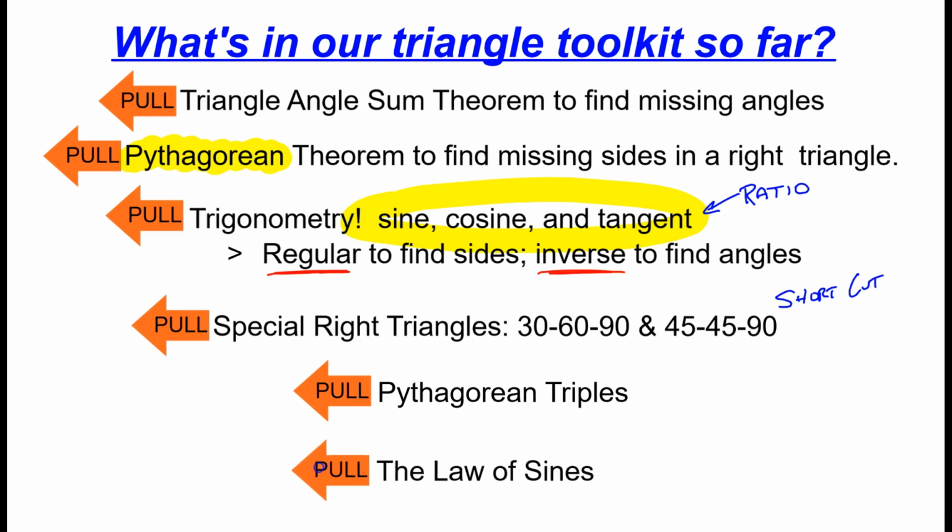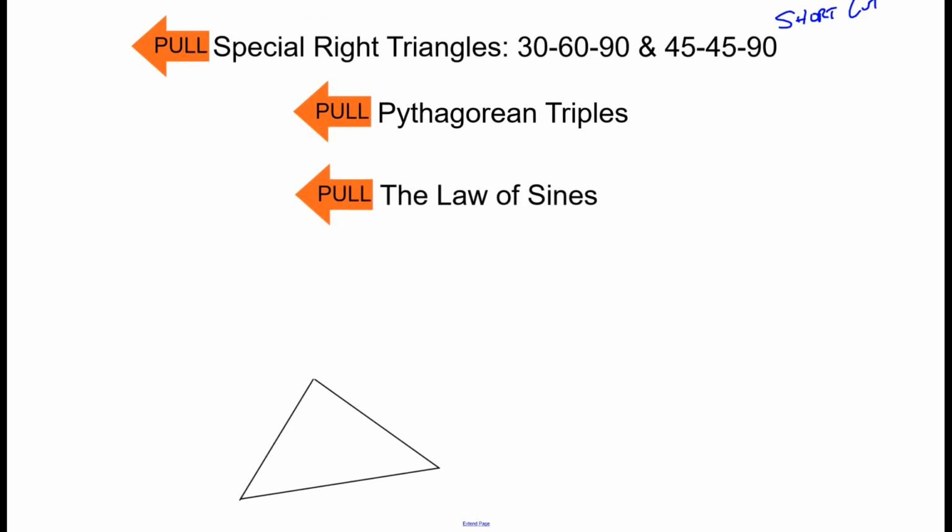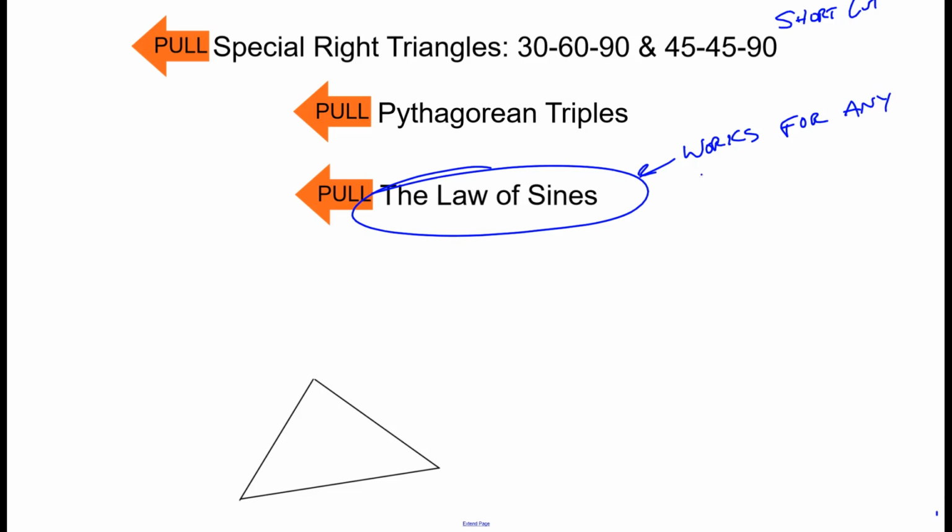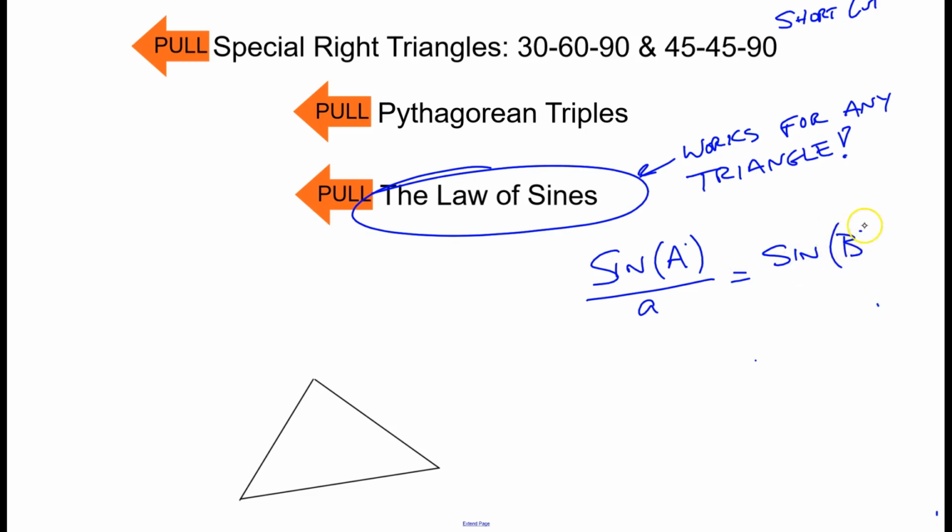Last but not least, we have the law of sines, and that one is worth talking about in a little more detail because we just covered that one recently. So the law of sines says the following. The law of sines works for any triangle, so that's worth noting, not just the right triangle, any triangle, doesn't matter what the angle measurements are. And the law of sines said this: if you have a triangle, the sine of angle A divided by side A is equal to the sine of angle B divided by side length B.